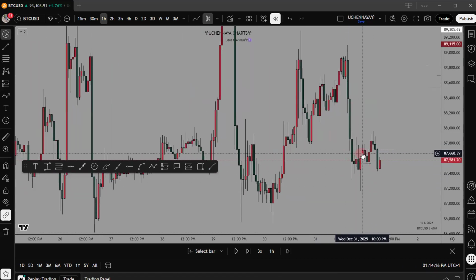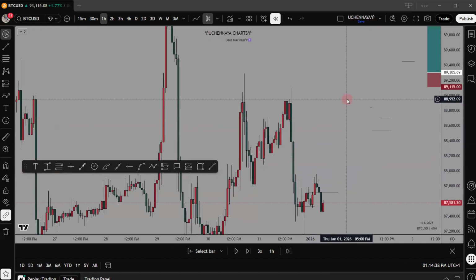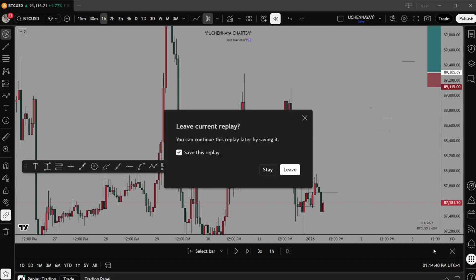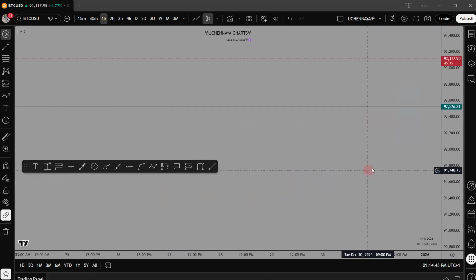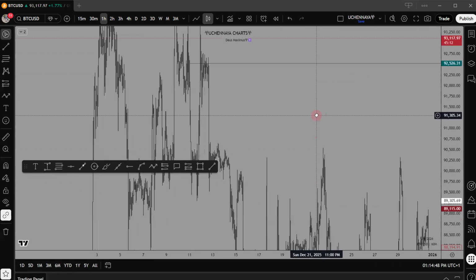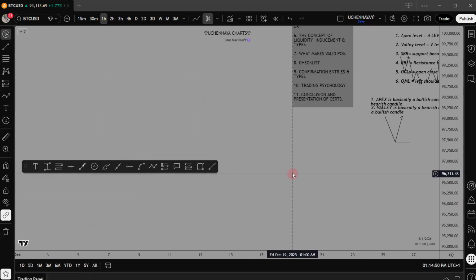It is a resistance that gets broken and then turns into a support, and that same support level, that is RBS, now gets broken again, becomes a left shoulder, a QML. Left shoulder, left shoulder. Yeah. That's basically the 6 types of SNR.